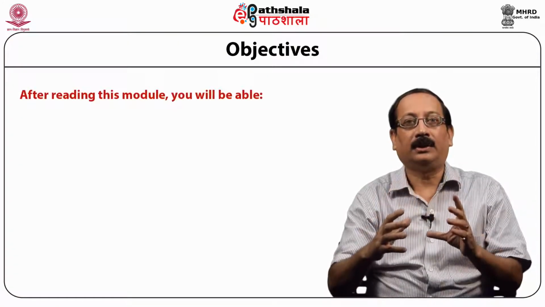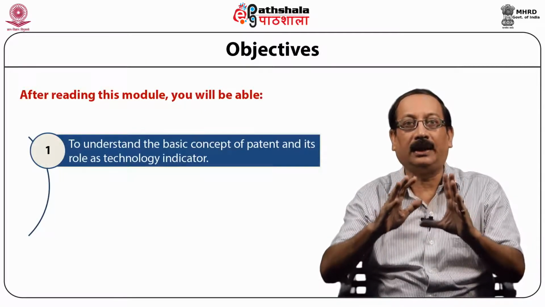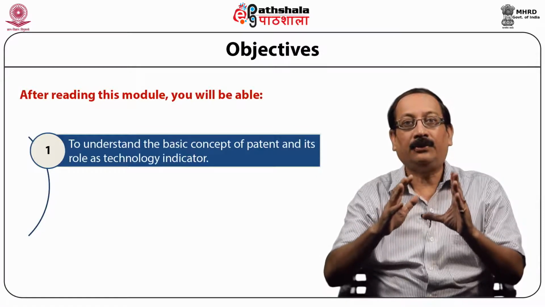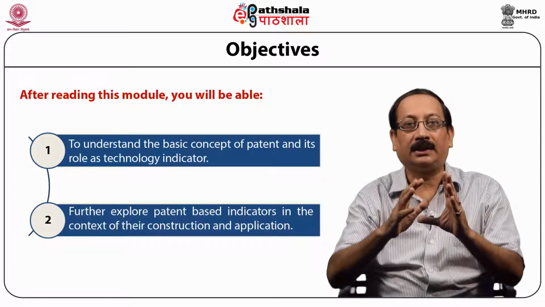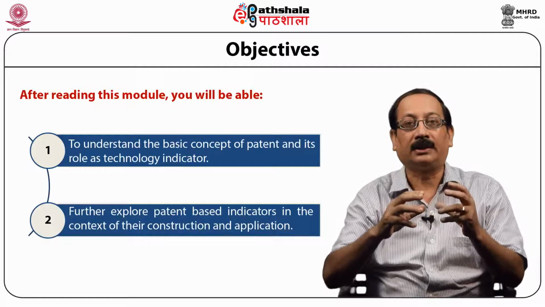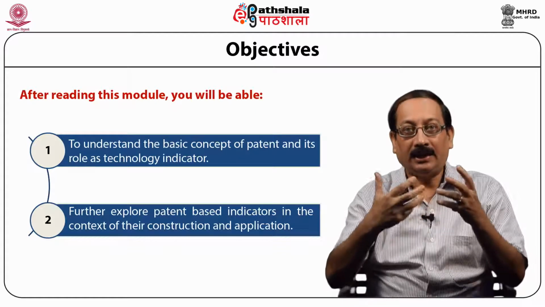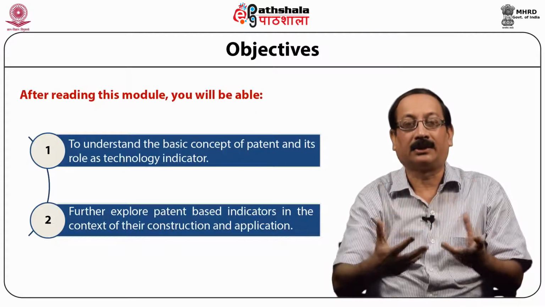We will show the key indicators that can be derived from a patent document and draw examples to highlight the usage of patent based indicators. The objective of the module is thus to understand the basic concept of patents and their role as technology indicators. We would explore patent based indicators in the context of their construction and application so that the students have a basic understanding and can apply these indicators in their research.